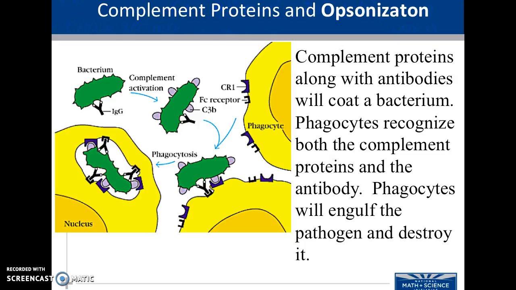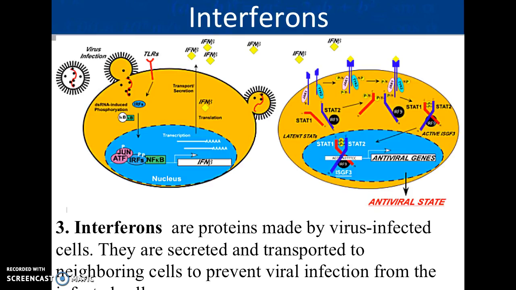Complement proteins along with antibodies will coat a bacterium, so this is another way that they might attack a pathogen. Basically what happens is the complement proteins coat the pathogen, which signals to a phagocyte, and the phagocyte will come and engulf the pathogen along with all of those complement proteins and digest the whole thing. But it basically sends out a signal for the phagocytes to show up.